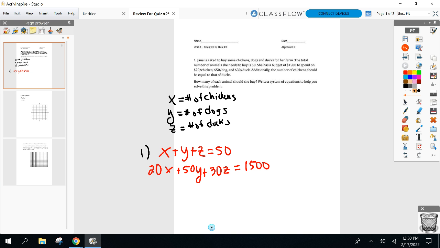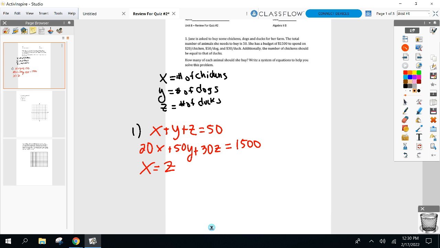Number of chickens should equal the number of ducks. Sarah? x equals z. Yep. Do you need to set that to 0? All right, now next step.